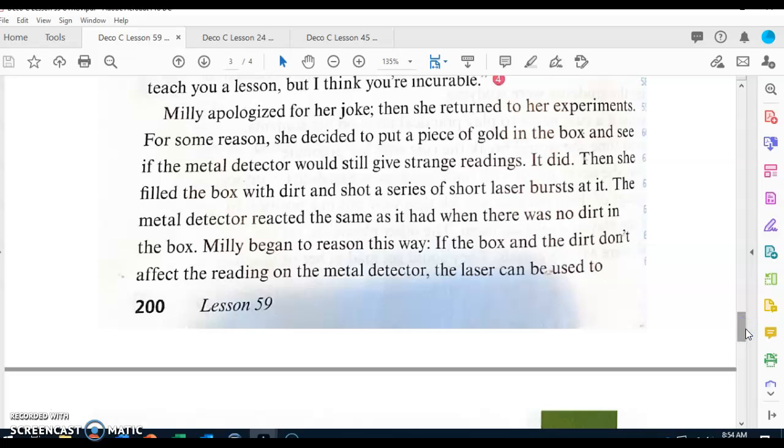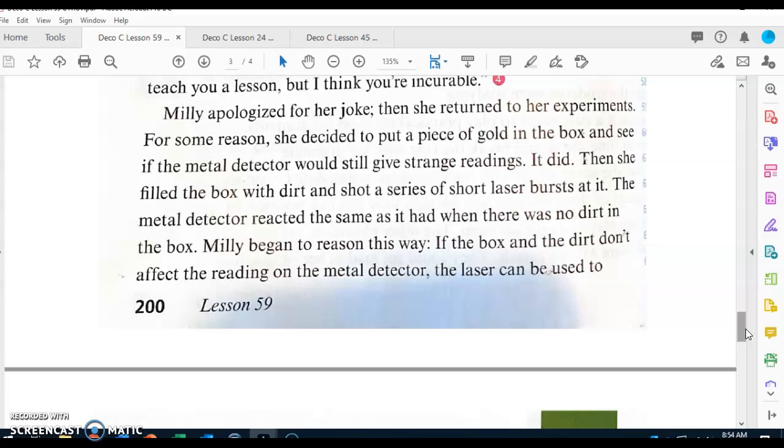For some reason, she decided to put a piece of gold in the box and see if the metal detector would still give strange readings. It did. Then she filled the box with dirt and shot a series of short laser bursts at it. The metal detector reacted the same as it had when there was no dirt in the box.